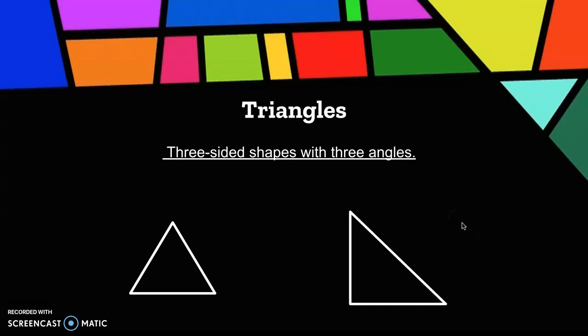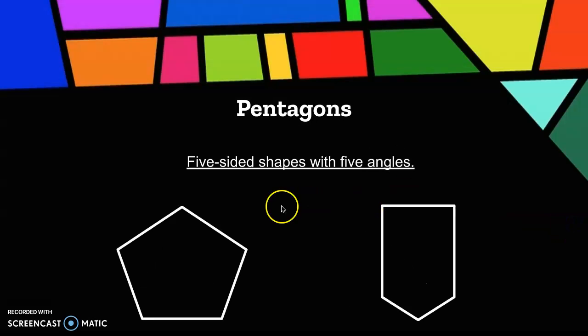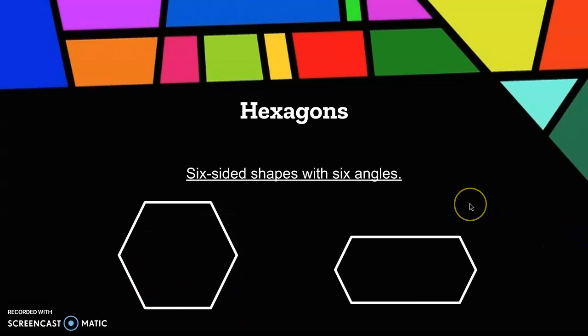Next we have, what shape is this? Who can tell me? Yeah, it's a triangle. We have two triangles here. Triangles are three-sided shapes and they have three angles or corners. These shapes are called pentagons. Pentagons have 5 sides and 5 angles. Then we have hexagons. Hexagons are 6-sided shapes with 6 angles.